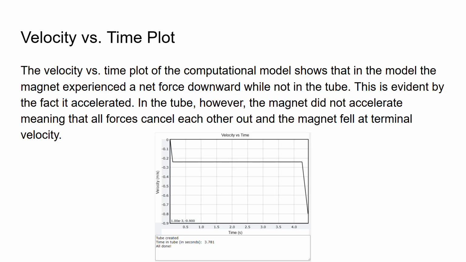Velocity versus time plot. The velocity versus time plot of the computational model shows that in the model, the magnet experienced a net downward force while not in the tube. This is evident by the fact that it accelerated when it was not in the tube. In the tube, however, the magnet did not accelerate, meaning that all forces on the magnet while it was in the tube cancel each other out, and the magnet fell at terminal velocity.